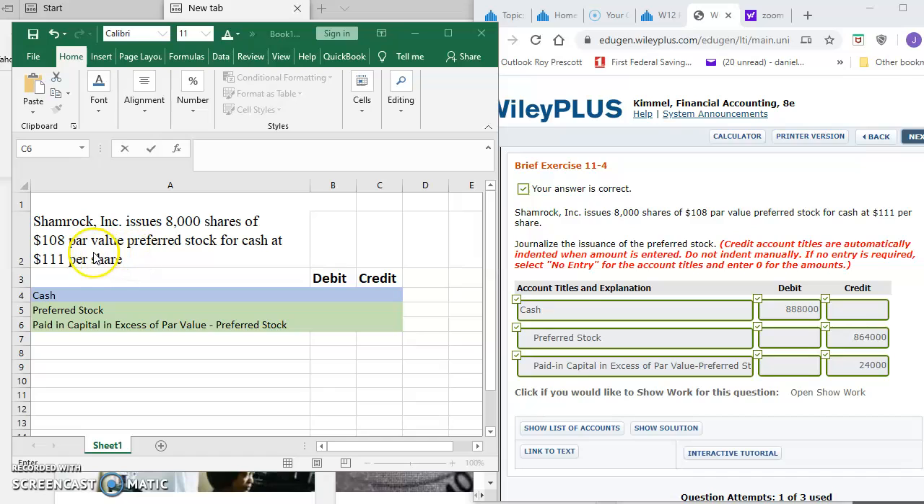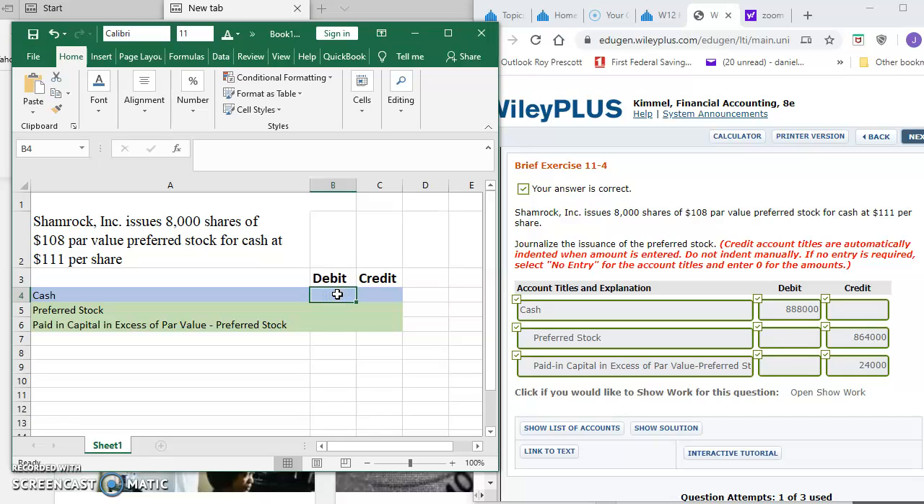So the first question that you have to ask is, what are you getting out of the transaction? The transaction is that Shamrock Incorporated is issuing 8,000 shares of $108 par value preferred stock for cash at $111 per share. What that means is that we'll have preferred stock and paid in capital in excess of par value preferred stock. So the first thing you have to decide is, what are we receiving out of the transaction? In this case, we're receiving cash.